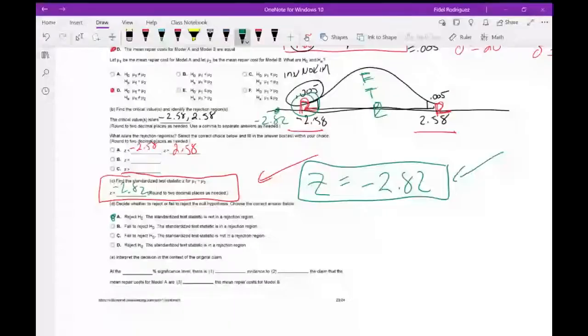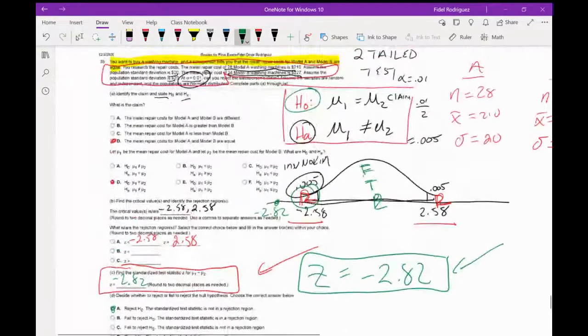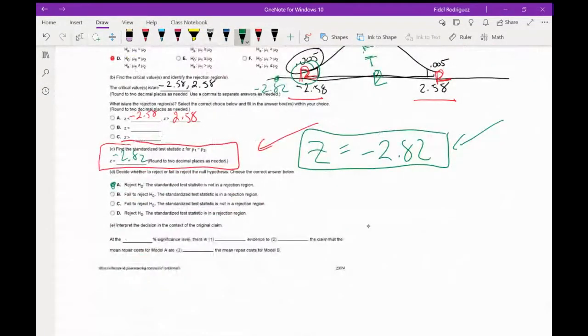So here we go. And what was our alpha level? Our alpha level was like 0.01. There is enough evidence to reject the claim that the mean repair costs for model A are equal to the mean repair costs for model B. And that's 35.